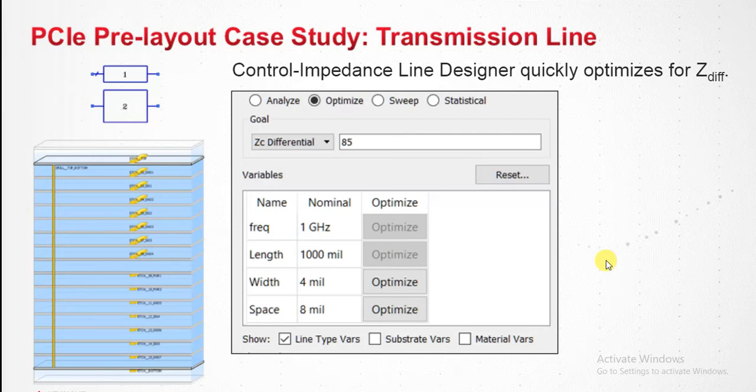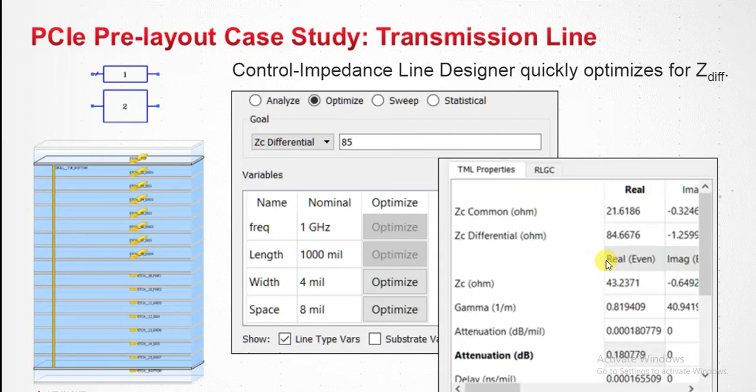After that, you'll be able to do a quick look at the loss at a given length. And here we have 0.2 dB at 1 inch, which is a little lossier than 0.1 dB per inch per gigahertz, but that's all right. That's just a quick overview that you can do.